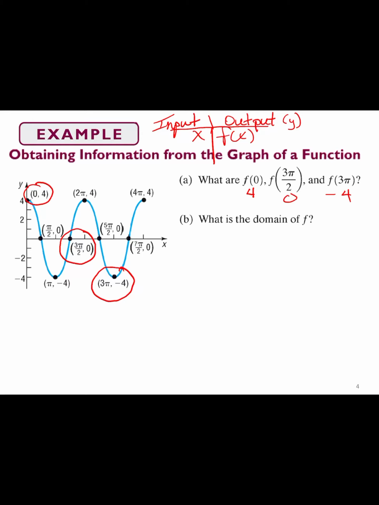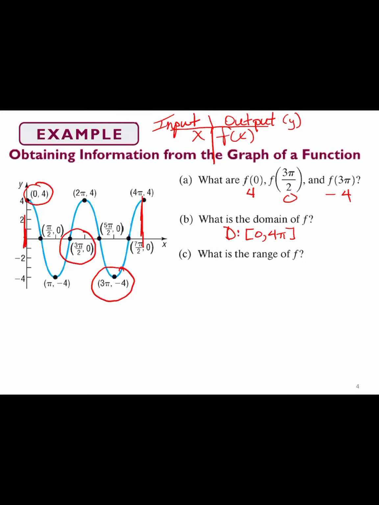And the domain, we're going to focus on the x-axis. So this graph starts at an x value of 0 and ends at an x value of 4 pi. So the domain of this function is from 0 to 4 pi. We put brackets because those are the ending locations.